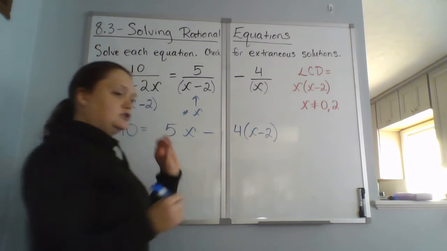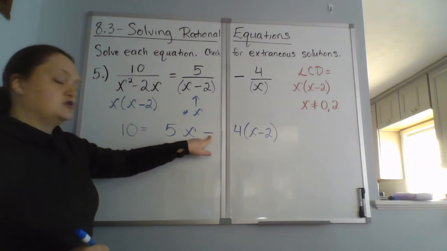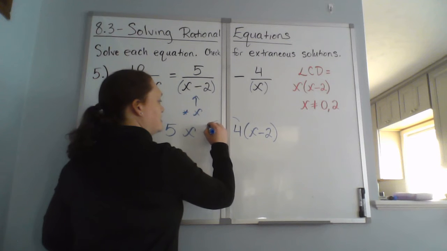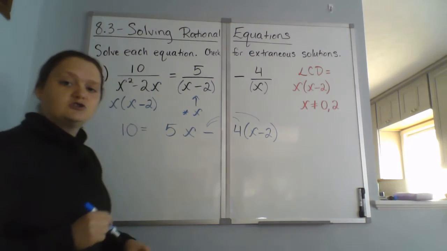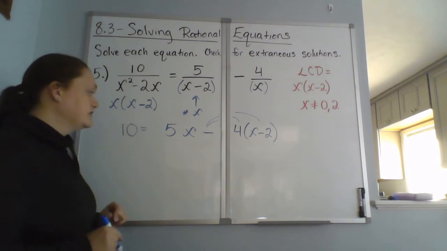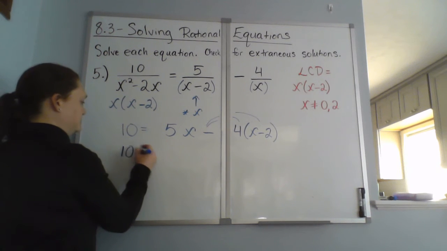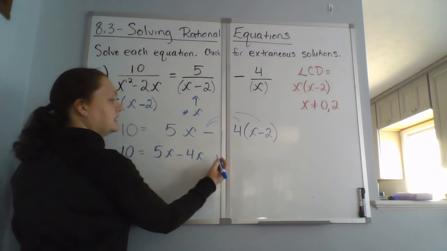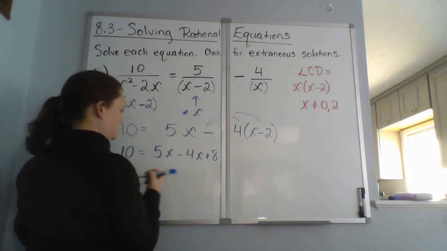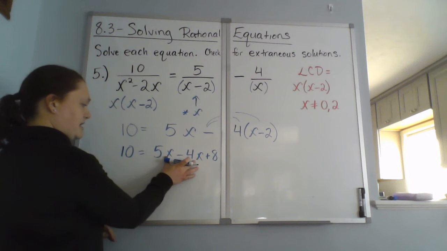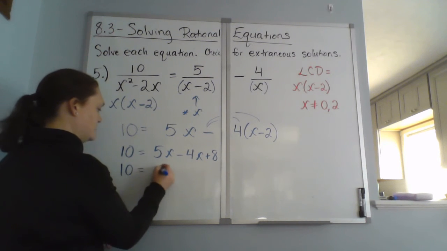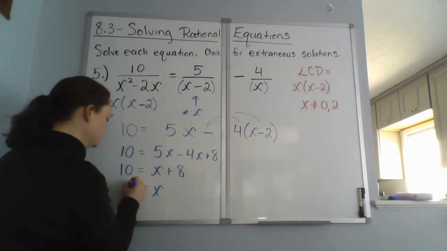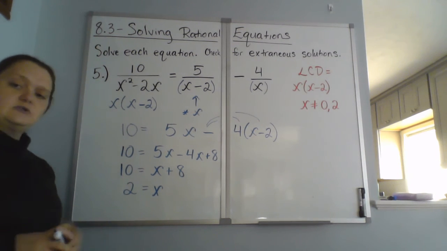And once again, super important: don't forget to distribute that subtraction sign, okay? Sorry, there's a seam on my board here, but we're looking at the distributive property there, so just watch out for that. So we really have 10 equals 5x minus 4x plus 8. Combine like terms, we've got 10 equals x plus 8, subtract the 8 to the other side, and we get x equals 2. All right, so there's our answer, x equals 2.